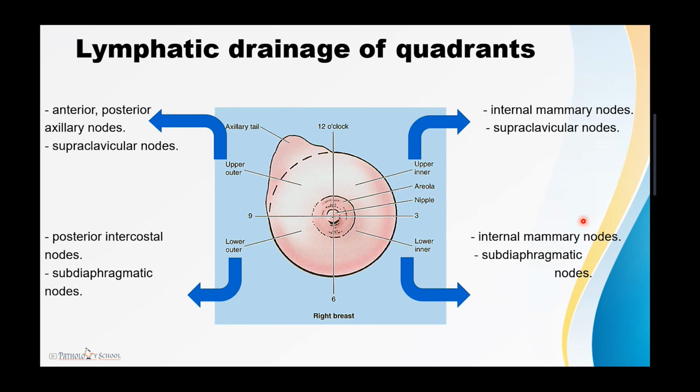The quadrants which we have studied earlier have typical drainage into usual groups of nodes. For example, the upper outer quadrant drains first into the anterior and posterior axillary nodes and then into the supraclavicular nodes. The upper inner quadrant drains into the internal mammary nodes and then to the supraclavicular nodes. The lower outer quadrant drains into posterior intercostal nodes and subdiaphragmatic nodes, and the lower inner quadrant drains into internal mammary nodes and subdiaphragmatic nodes.